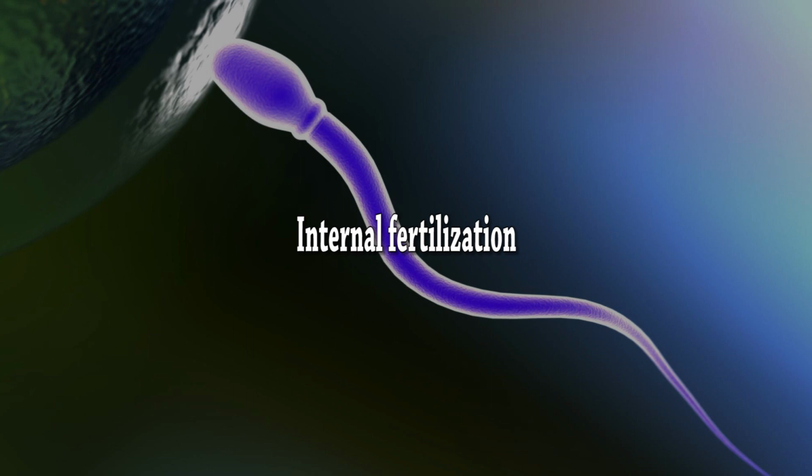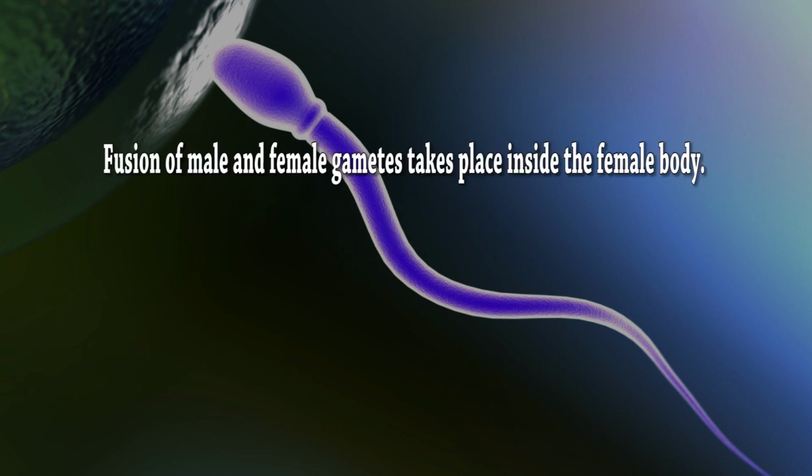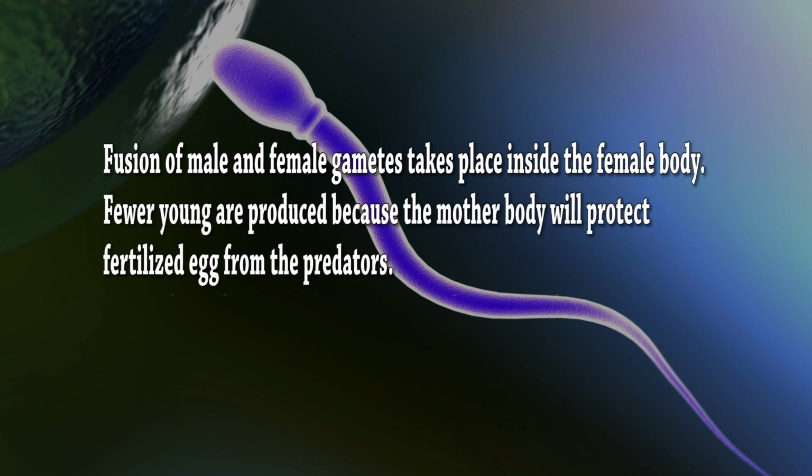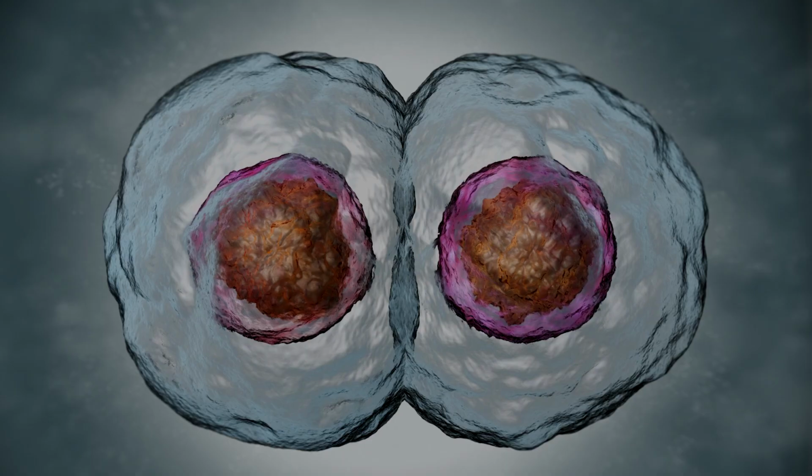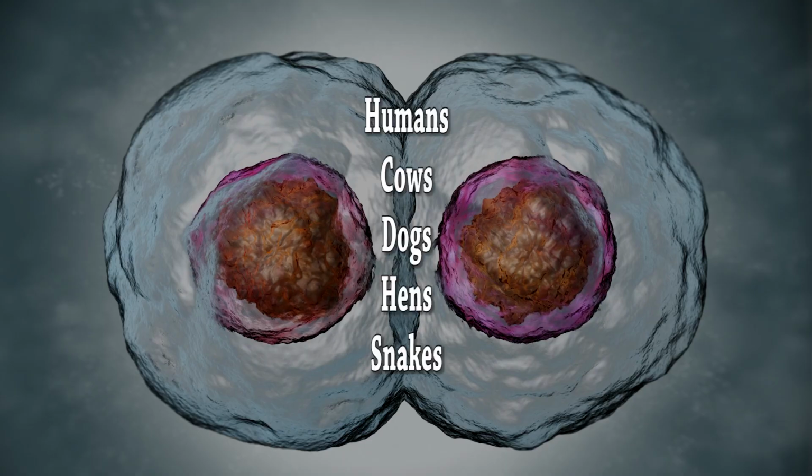Internal fertilization. Fusion of male and female gametes takes place in the female body. Fewer young ones are produced because the mother's body will protect the fertilized egg from the predators. Internal fertilization happens in aves, mammals, and reptiles. Examples: humans, cows, dogs, hens, snakes, etc.